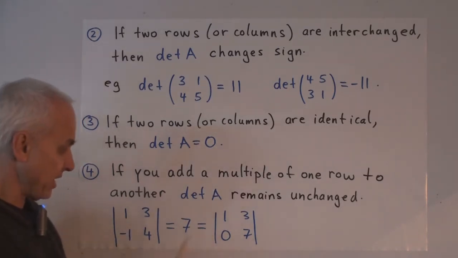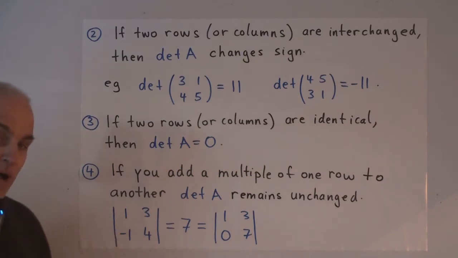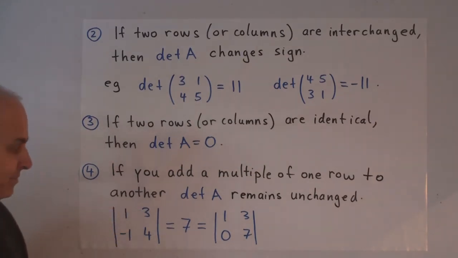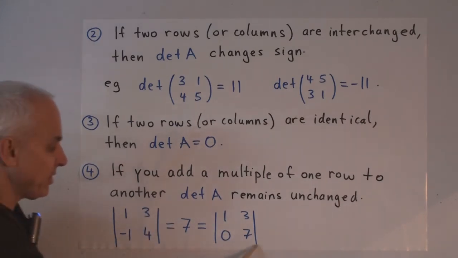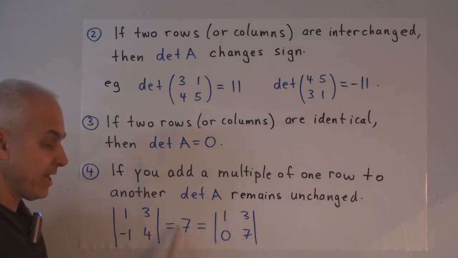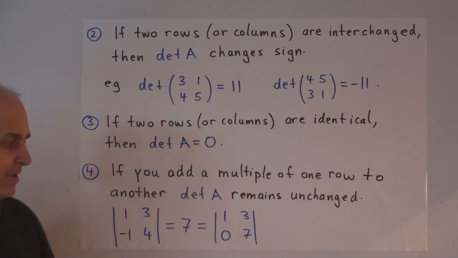And this matrix here is obtained from this one by adding the first row to the second row. So we're adding a multiple of the first row to the second row. So the 1 plus minus 1 is 0, and the 3 plus 4 is 7. And what's happened to the determinant? Now it's 1 times 7 minus 3 times 0. It's still 7.